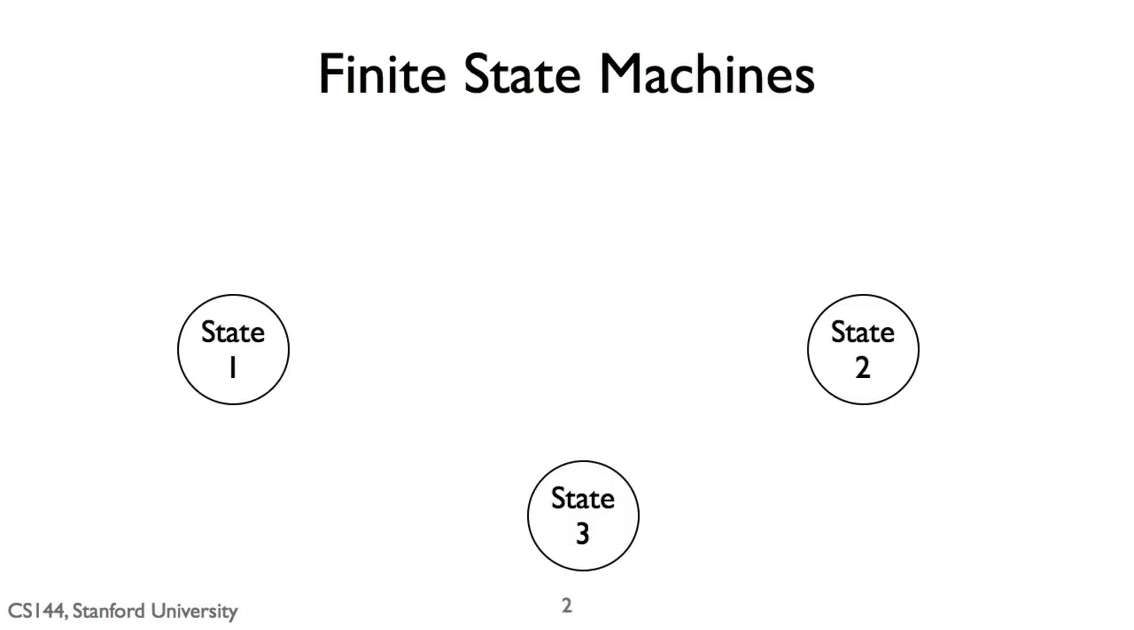As the name suggests, a finite state machine is composed of a finite number of states. A state is a particular configuration of the system. I'm going to start with an abstract example. In this example, we have three states: state 1, state 2, and state 3. So our system can be in one of these three states.